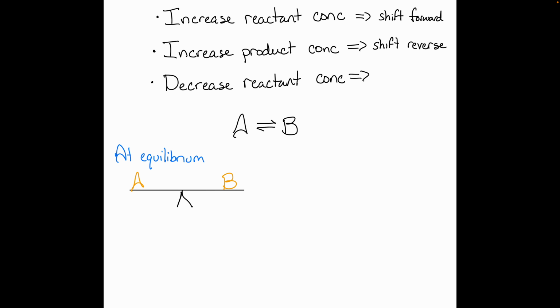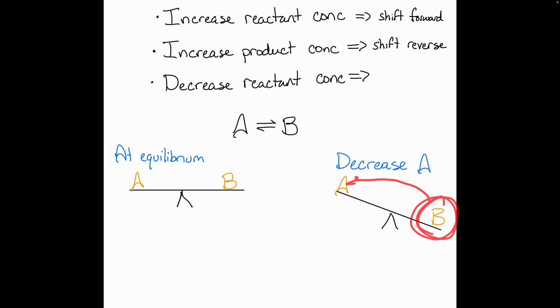Okay, what about if I decrease A? Cool, so if I do that, all of a sudden we got the exact same thing. Now all of a sudden the product side is too heavy, right? So now that side's on the ground, so I have to again pick stuff up from the product side and move it to my reactant side, what we would call shifting in the reverse direction.